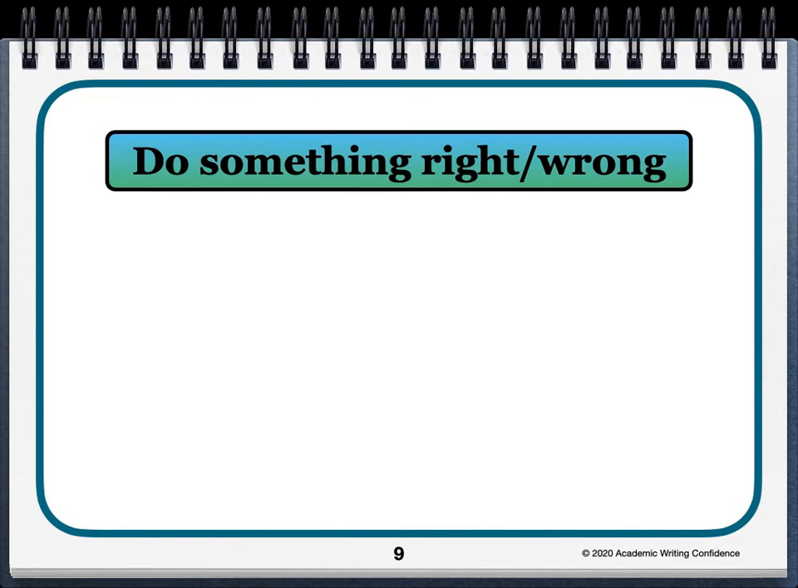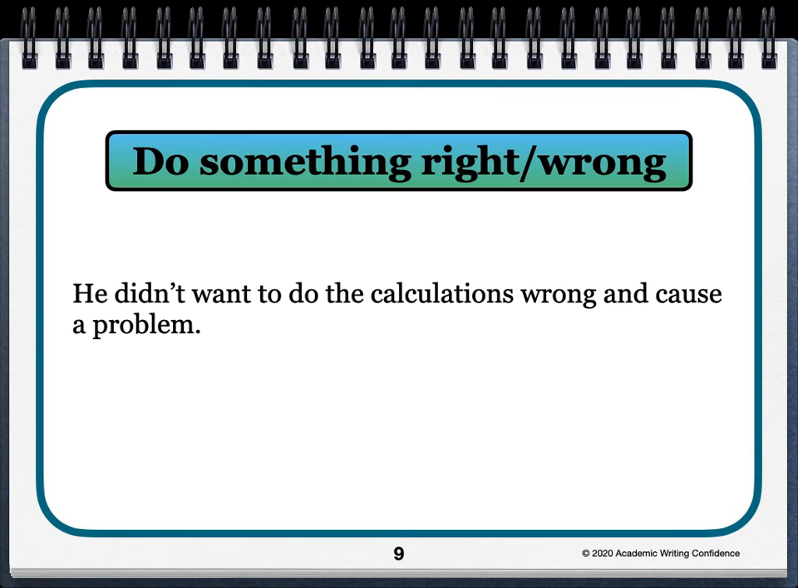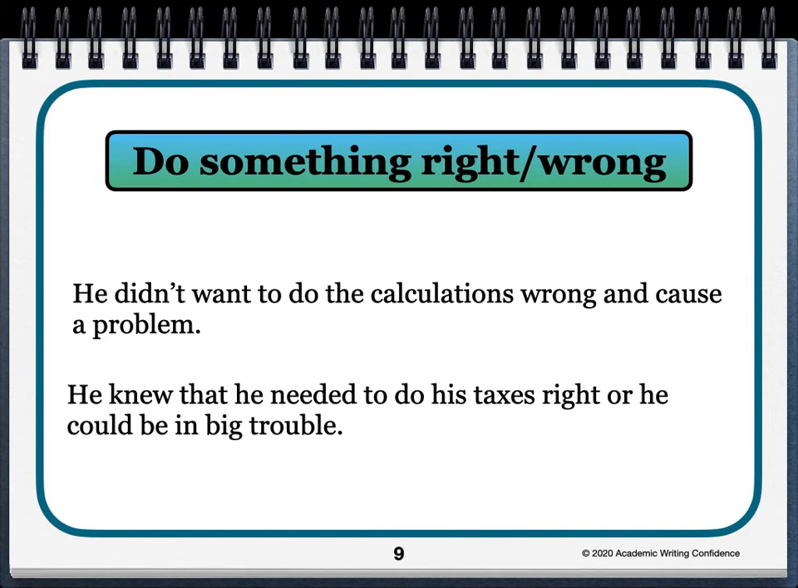Do something right or do something wrong. He didn't want to do the calculations wrong and cause a problem. He knew that he needed to do his taxes right or he could be in big trouble.